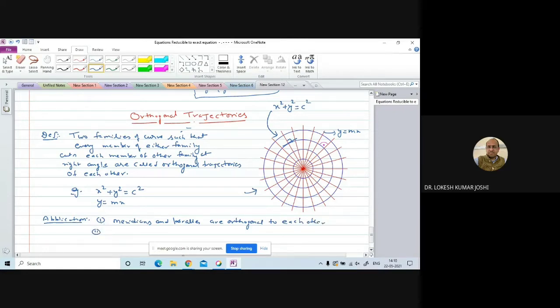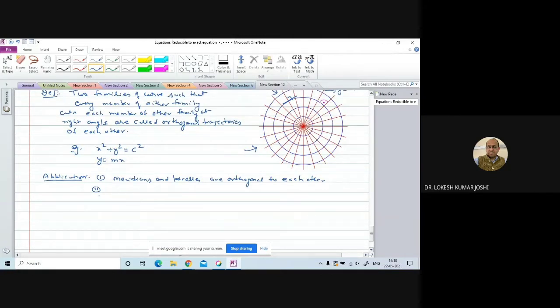We have some more examples. If I say the example of an electric field, in an electric field the paths along which the current flows are the orthogonal trajectories of the equipotential curves, and vice versa.